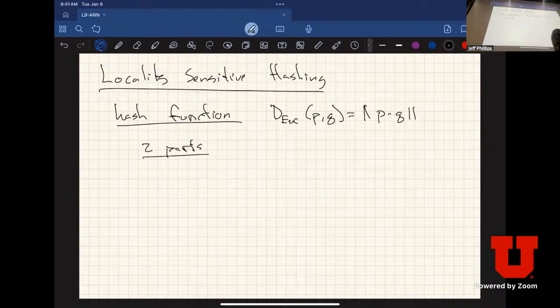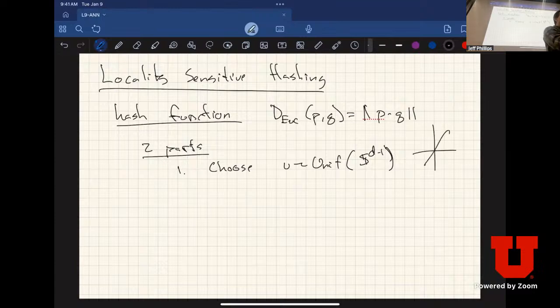Okay, the first part is I'm going to first choose U uniformly from S^(D-1). So I'm going to pick a random direction. I'm in high dimensional space, right? And then I'm going to consider all the points that are on a ball, and I'm going to pick one of these at random, which will be U.